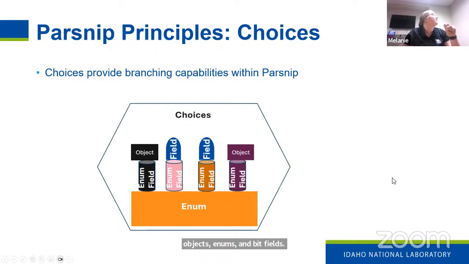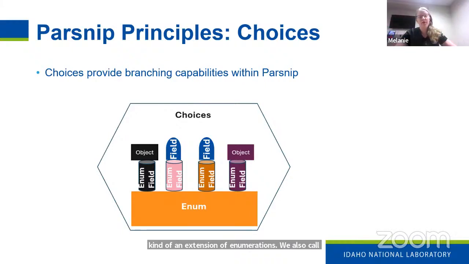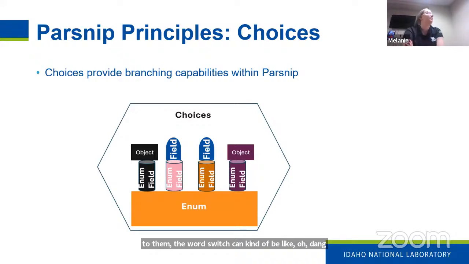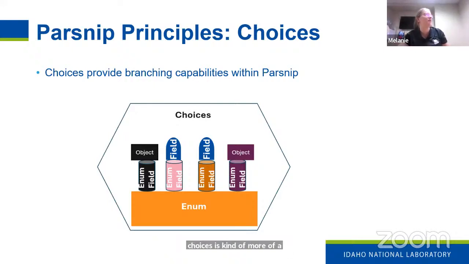So then choices. Choices are kind of an extension of enumerations. We also call them switches. The reason we left it at choices is, again, as we said, we are mainly targeting people who hate programming and or don't want to learn how to program. So we use the term choices to be just a little more friendly to them. The word switch can kind of be like, oh, dang it, I'm programming. Choices is kind of a more friendly term for them. They don't have to be like, but I don't want to program.